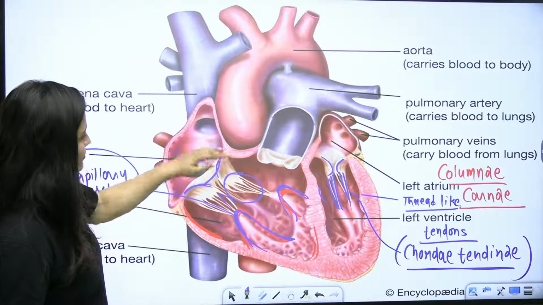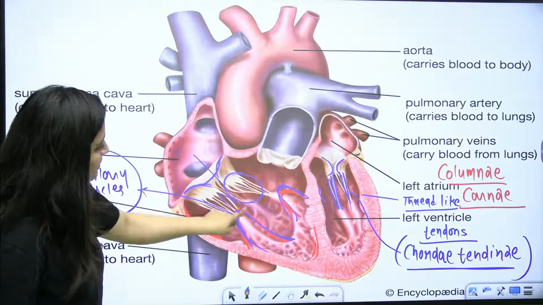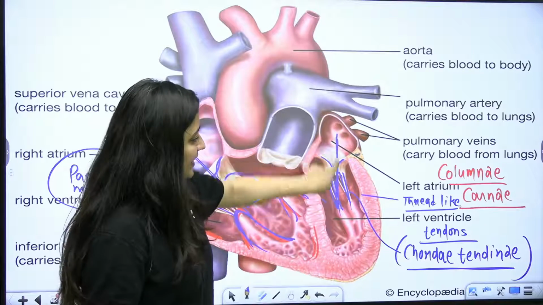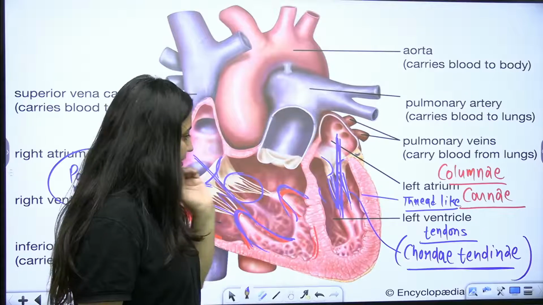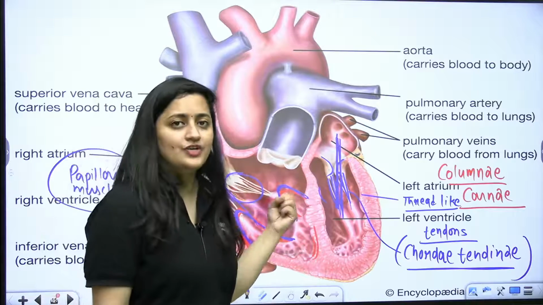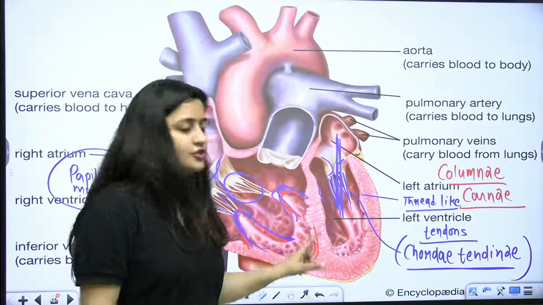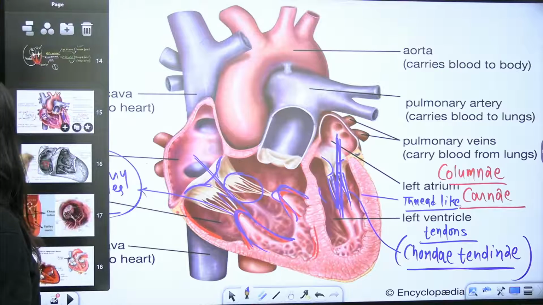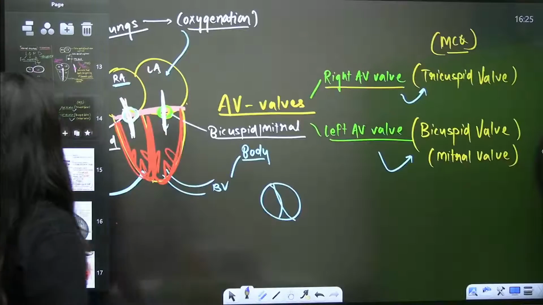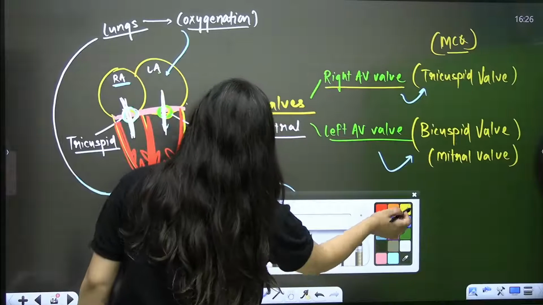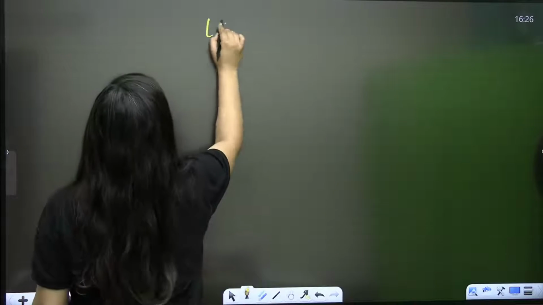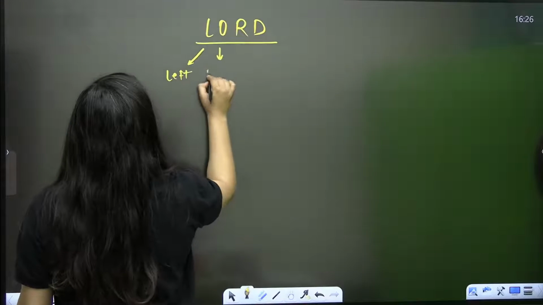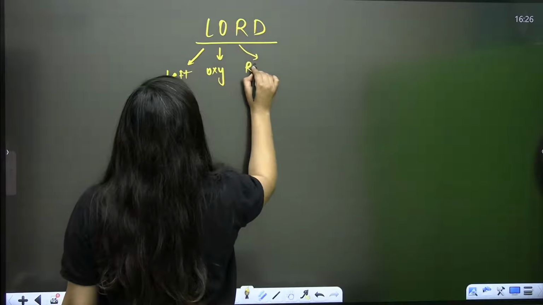So when the tricuspid valve opens, the deoxygenated blood will pass to the ventricle, and when the bicuspid valve opens, the blood will pass to the left ventricle here. To these flaps the chordae tendineae are attached, which are the tendons, and these are attached to your papillary muscles. Any doubt here? If there is any doubt, do let me know, bache. It's very simple. I told you the trick is LOD: left side oxygenated blood, right side deoxygenated blood.